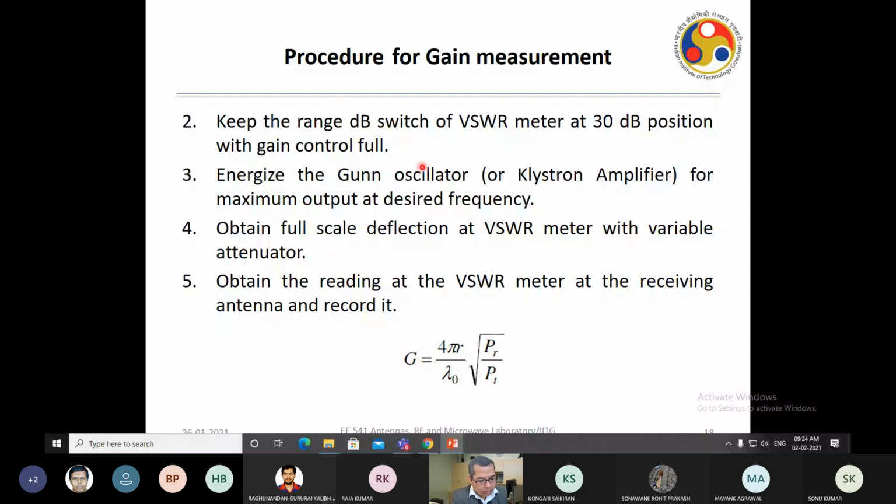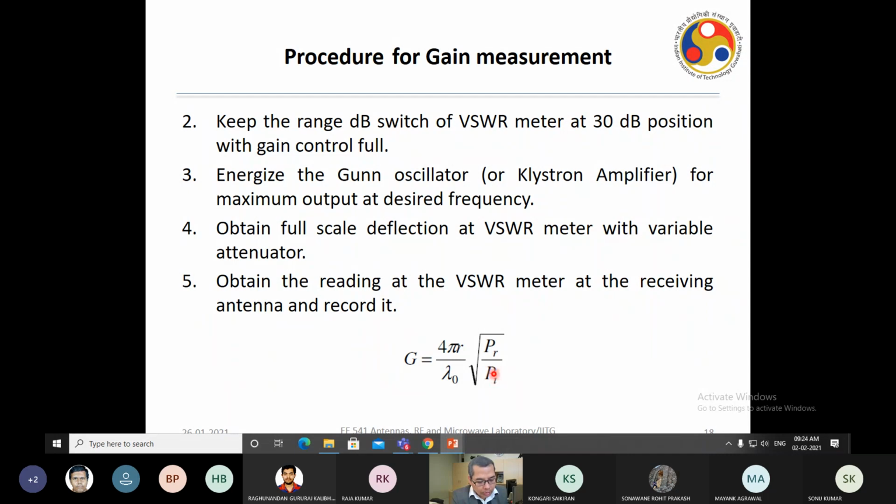So how do you find the Friis transmission formula? Power received is equal to GT GR lambda by 4 pi d whole square. So from there, you know what is GT GR, PT, PR. So for example, you want to find PR. PR is PT GT GR lambda by 4 pi d whole square. D is the distance between the transmitting antenna and receiving antenna. So how much power you are transmitting, you know it.